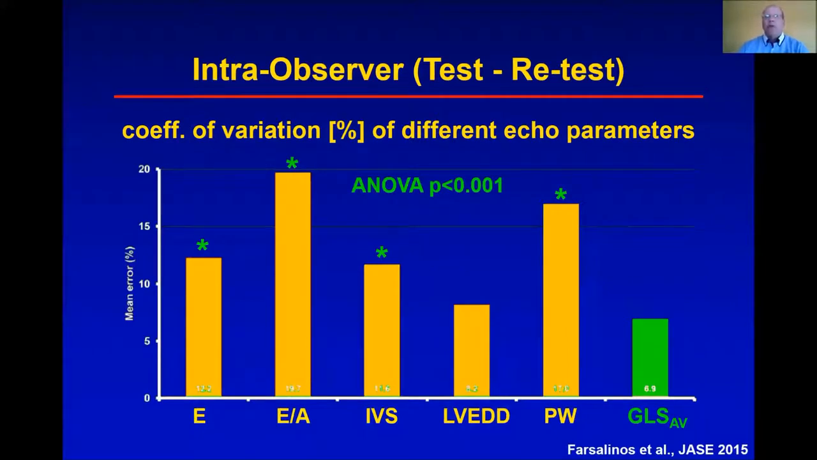If we compare, for example, the coefficient of variation of different echo parameters, global longitudinal strain is a parameter that has a very low variability. If we compare that to other parameters which we take for granted in daily echocardiography, like the E/A ratio or the posterior wall thickness, you are amazed how high the variation of these measurements is in daily clinical practice. Not so global longitudinal strain.